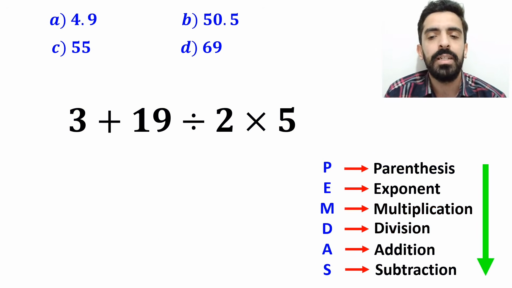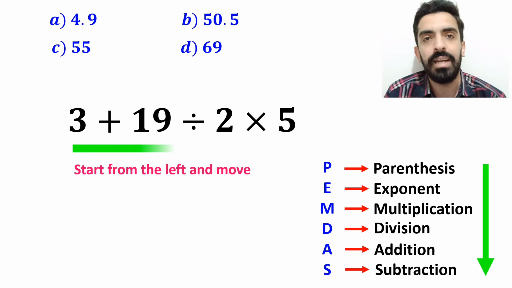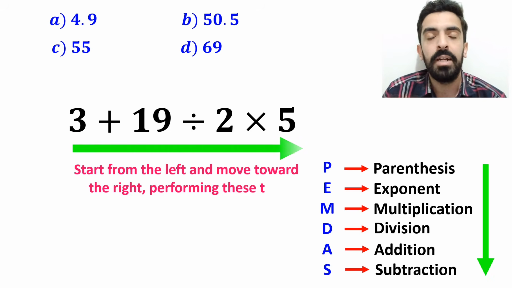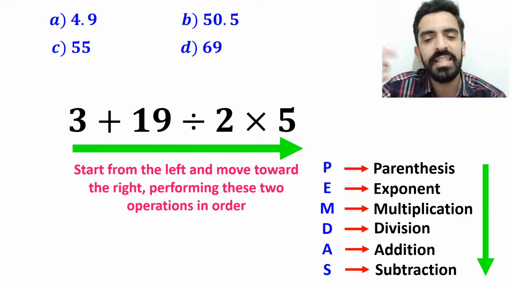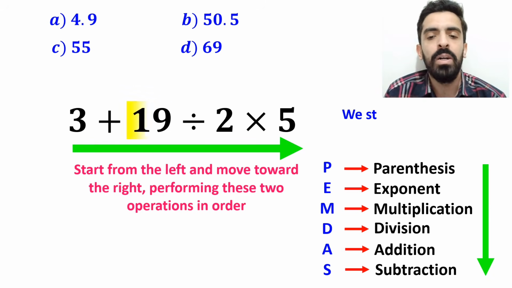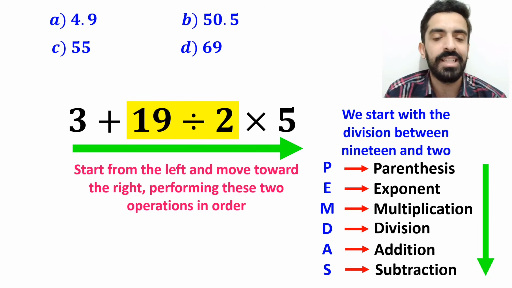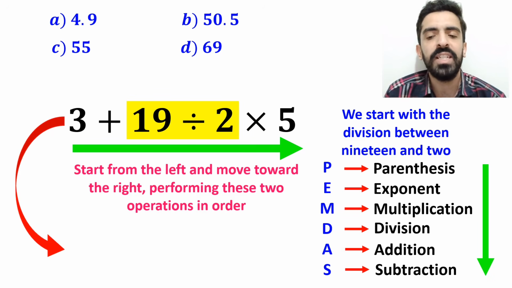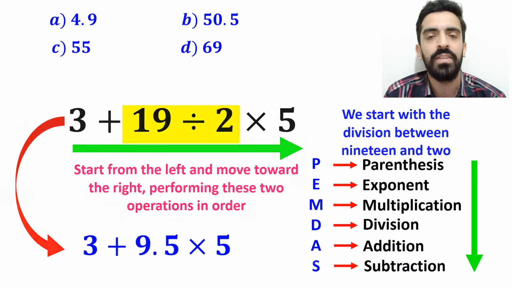In this situation, the best approach is to start from the left and move toward the right, performing these two operations in order. So, first we start with the division between 19 and 2, which simplifies this expression to 3 + 9.5 × 5.